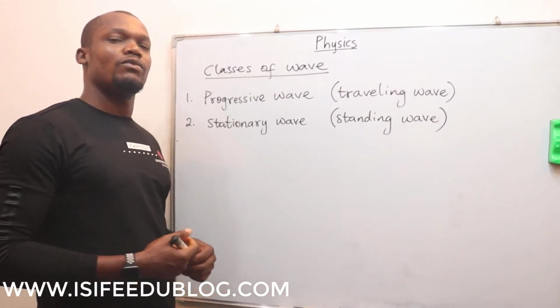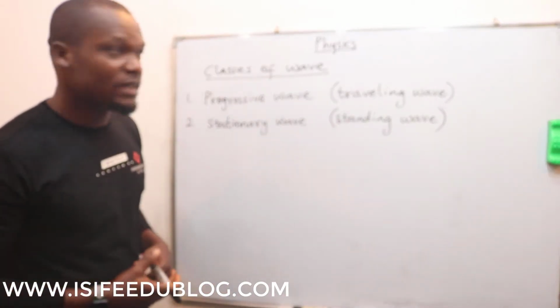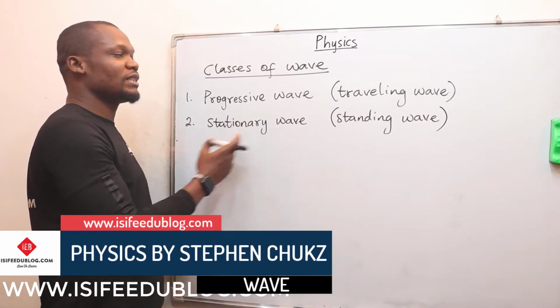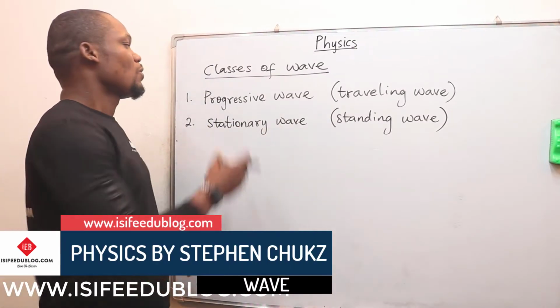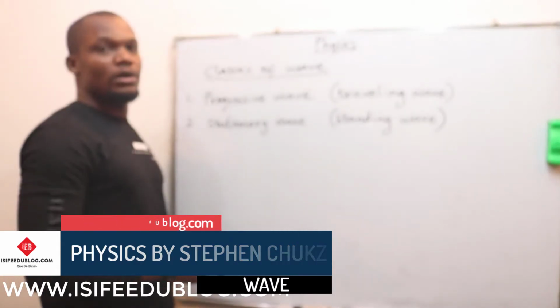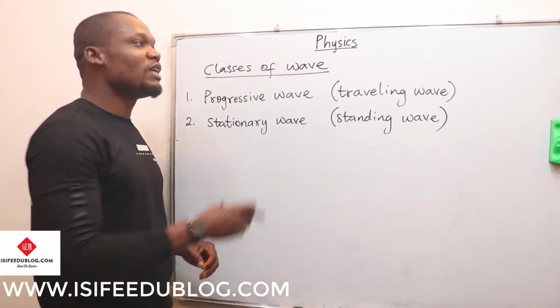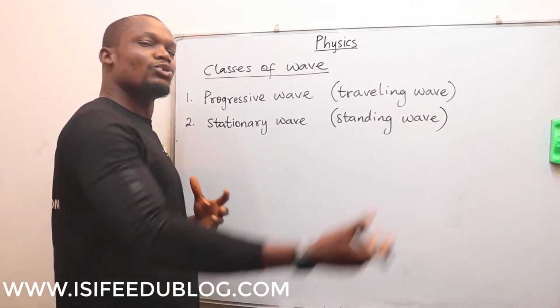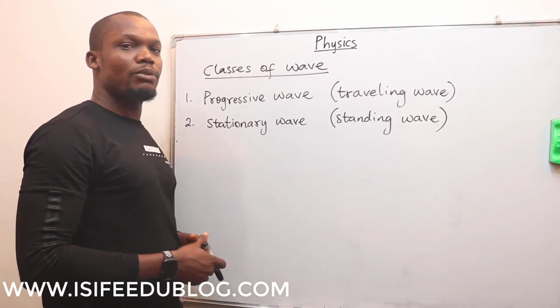Classes of wave. Waves can be classified into two: progressive wave and stationary wave. What is a progressive wave? A progressive wave is a wave that propagates in all directions without returning to the starting point.